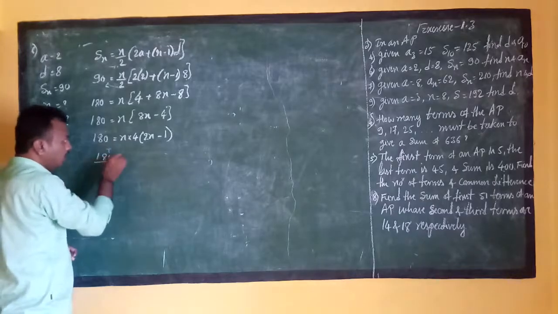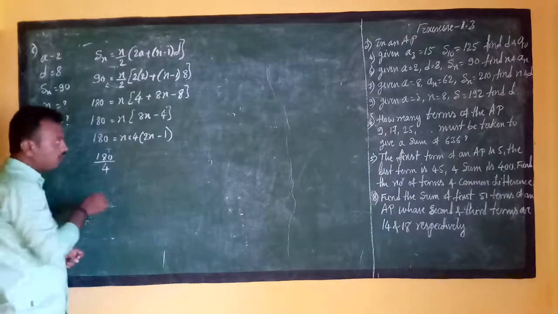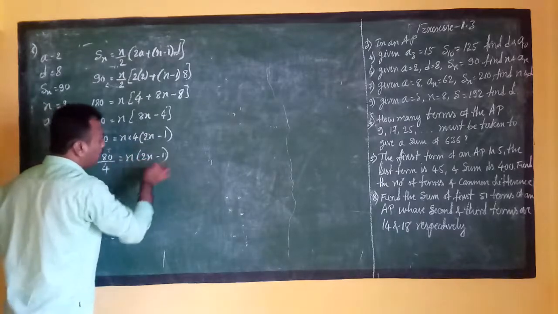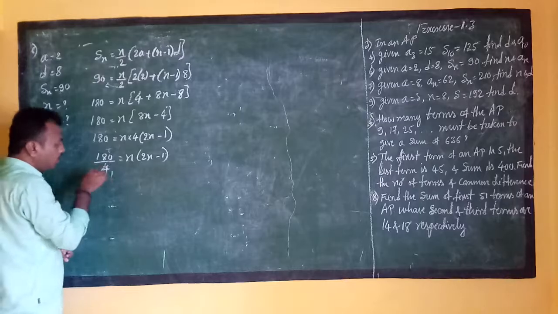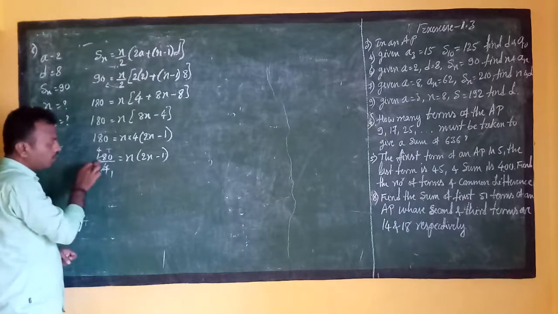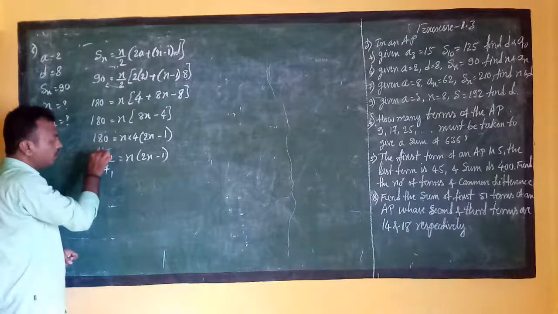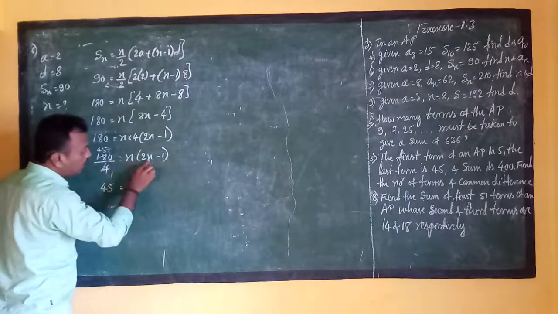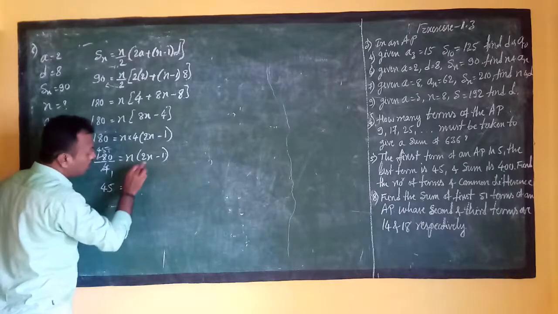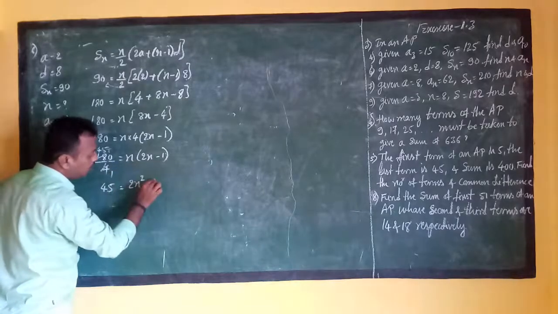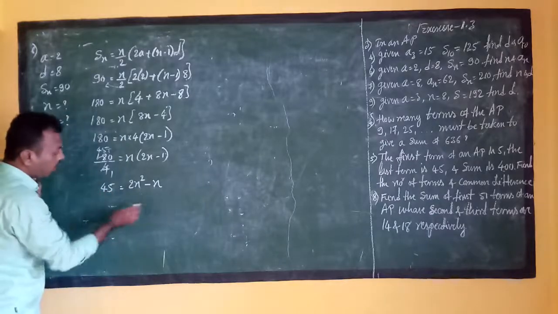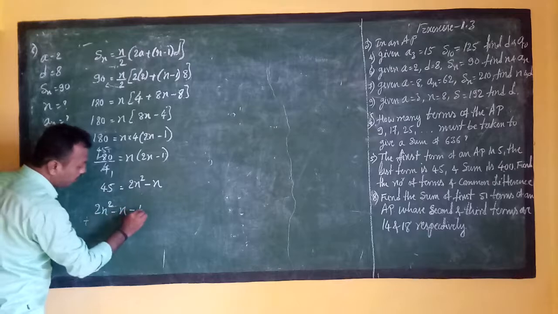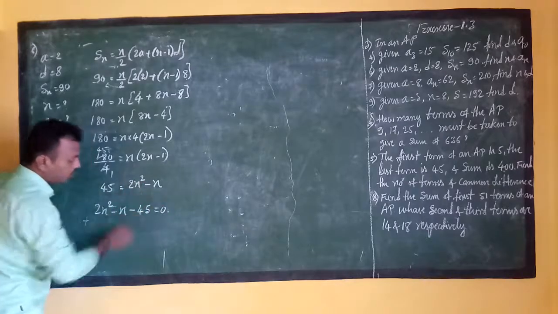Then this 4 we have to send here. So 180 divided by 4 is equal to n into 2n minus 1. 4 4s are 16, 2 remaining, 20, 4 5s are 20, 45 it becomes. So 45 is equal to n into 2n minus 1, 2n square minus n. Now 45 I have to send here. That means 2n square minus n, 45 will come here, minus 45, is equal to 0.